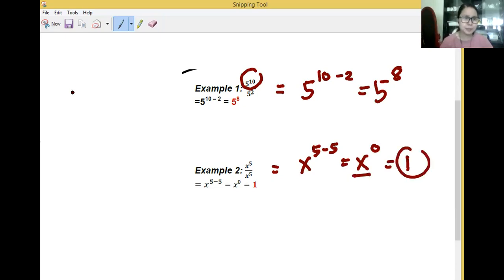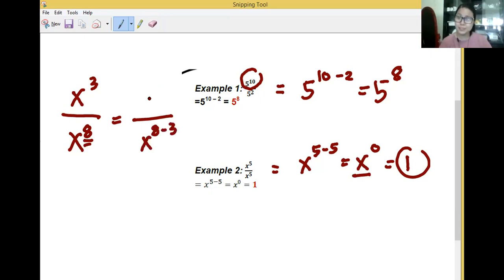Another example: x to the power of 3 over x to the power of 8. Where is the larger exponent? It's in the denominator. So what do you do? You need to subtract it in the denominator. That's 8 minus 3. What happens to the numerator? If there's nothing left in the numerator, then you can write 1. The answer will be 1 over x to the 5th power. Do you have any questions?